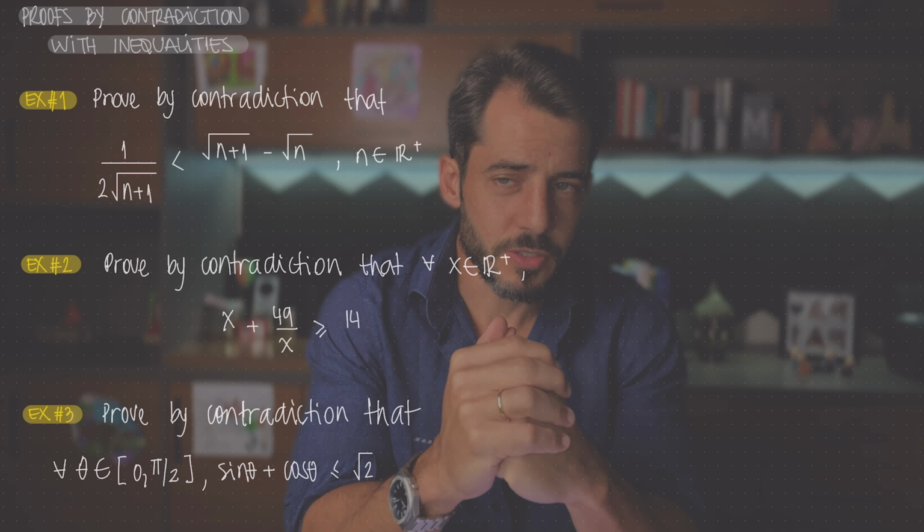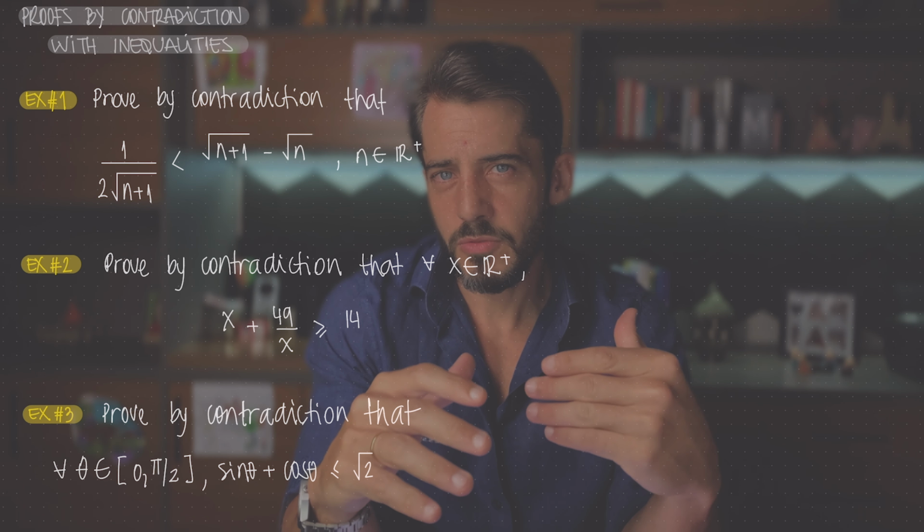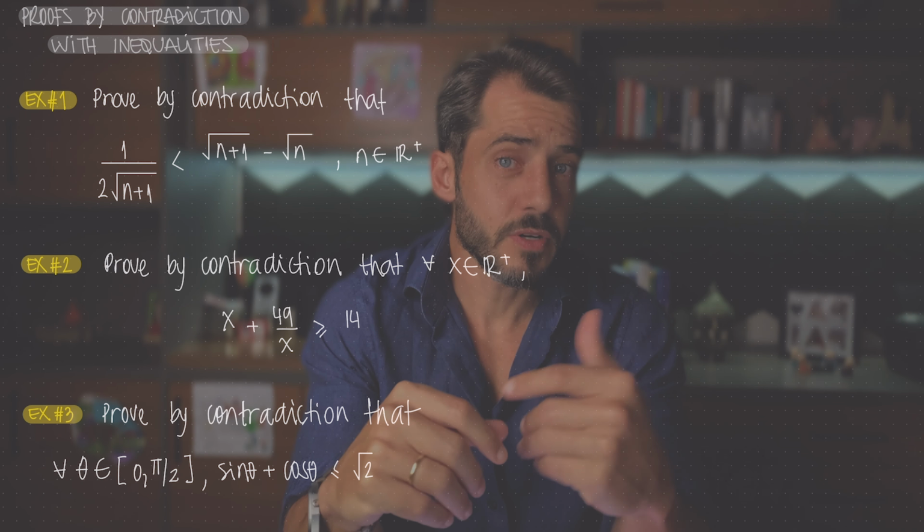Hey guys, in this video we're going to go through proofs by contradiction which involve inequalities. So we're going to solve these three exercises right here. The first two involve algebraic manipulation, and the third one involves trig, which means that we might need to use trig identities in order to disprove our assumption not P.